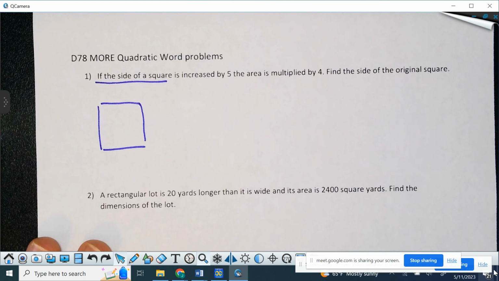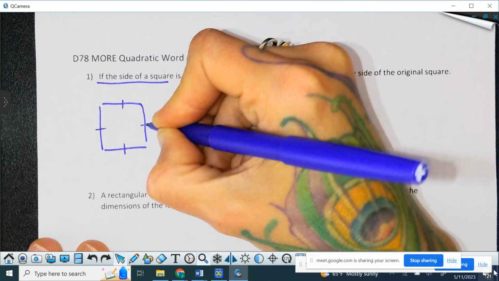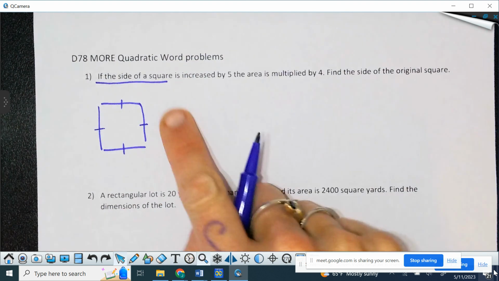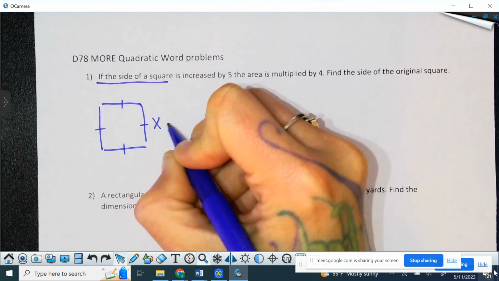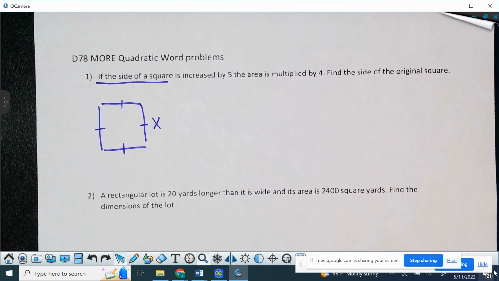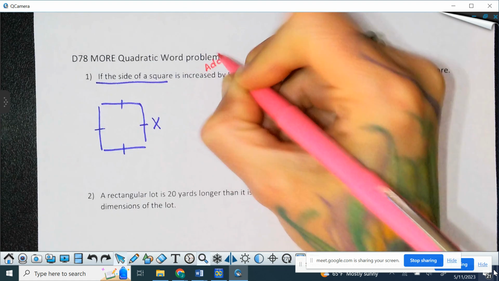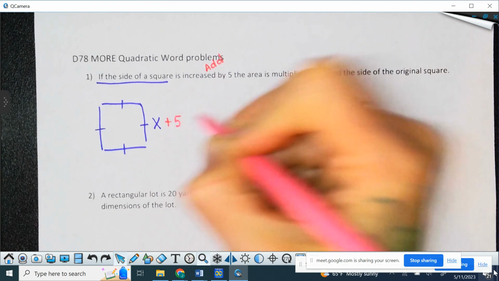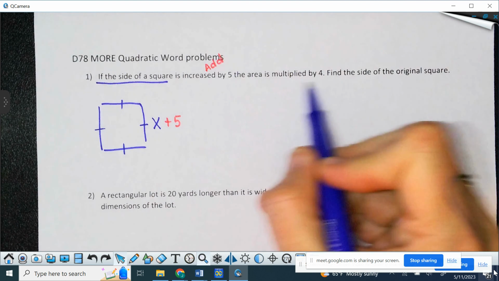All 4 sides are the same. So we know that this is equal to this, is equal to this, is equal to this. The side of a square is increased by 5. So we call the side of a square x. And what does increased mean? What operation does that mean? Add. So we're going to add 5 to that side. And the area is multiplied by 4.